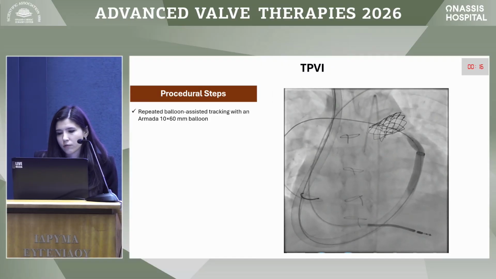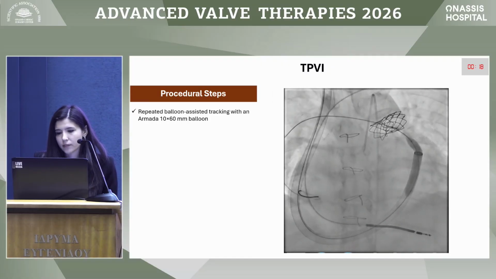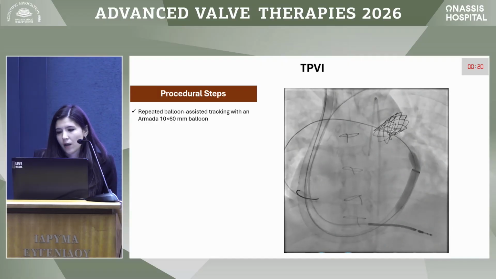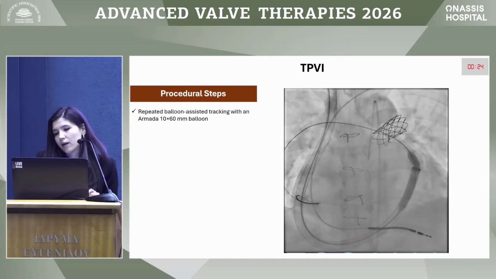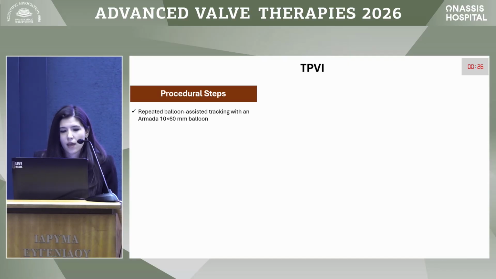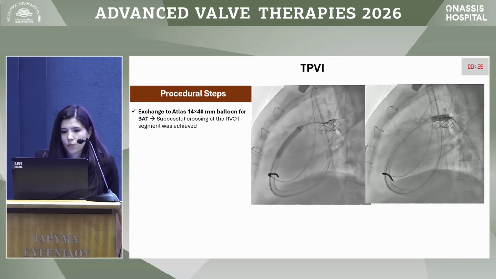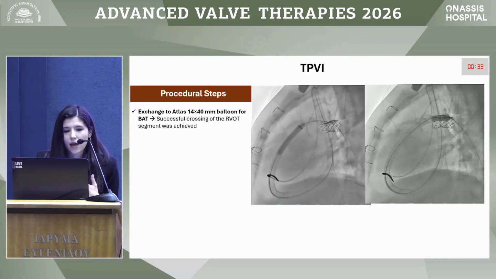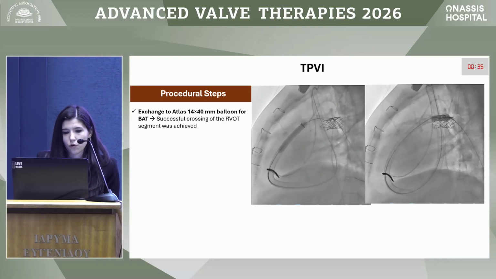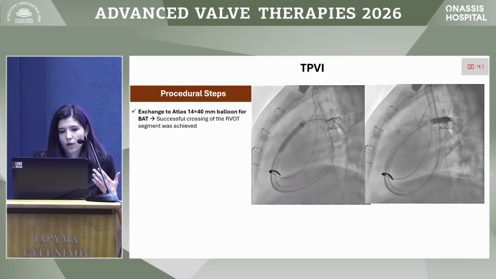So again, we used a balloon to help us cross the RVOT, but again, we're stuck in the calcified RVOT. So we exchanged the balloon that we used for a bigger Atlas 14 to 40 millimeters balloon. And you see that with this balloon, we managed to cross the RVOT.